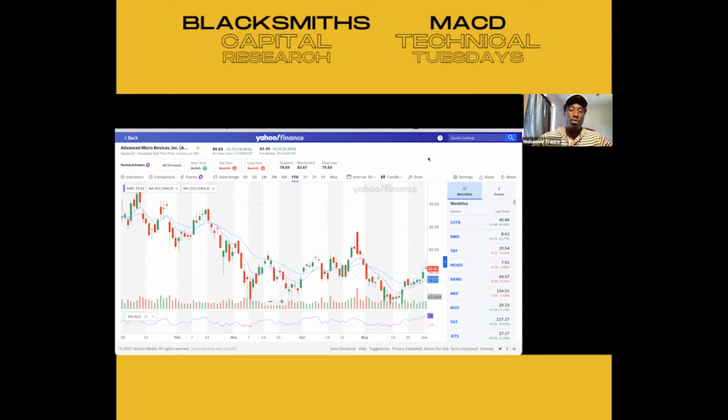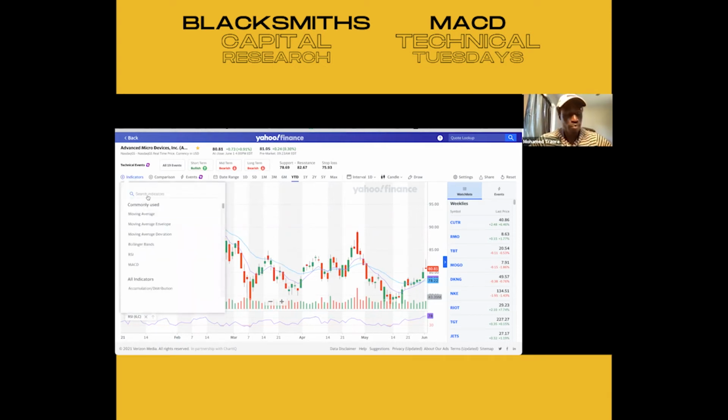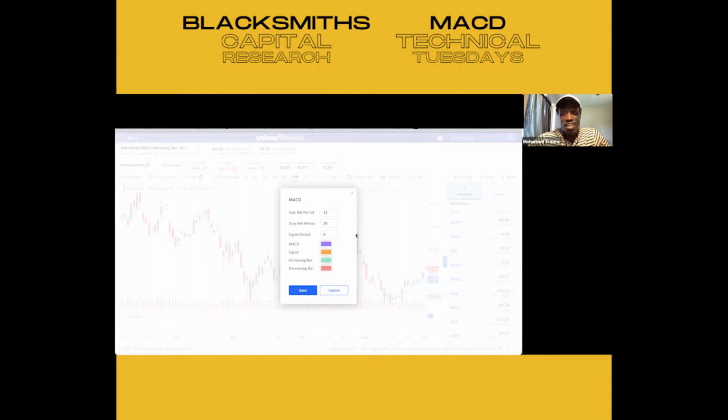All right, so moving average convergence divergence, I'm just going to add this as an indicator to my chart real quick so we can get a chance to look at it. It's commonly used. A lot of people use this indicator. I use it a lot as well. So you got the numbers on here: a fast MA period of 12, slow MA period of 26, signal period of 9. The fast MA is the 12-day exponential moving average, the slow is the 26-day exponential moving average, and the signal is the 9-day exponential moving average.